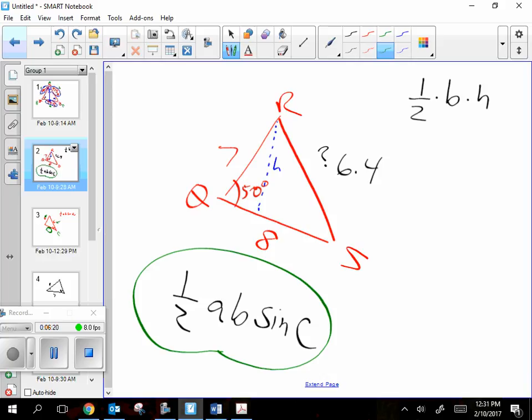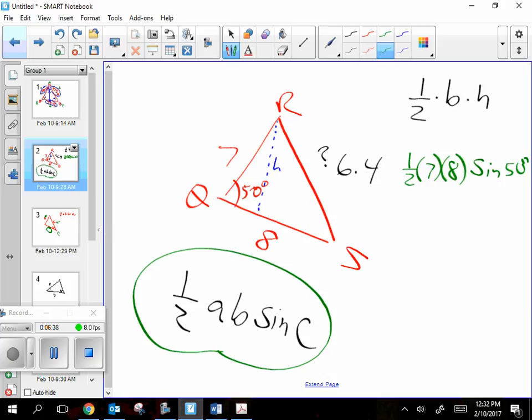I'm going to put in the numbers: 1/2 A and B. I'm going to pick A to be 7 and B to be 8. It doesn't matter. It could have been 8 and then a 7. Doesn't matter. And then sine 50. Is that what you guys put in? Good. Then you got it right.